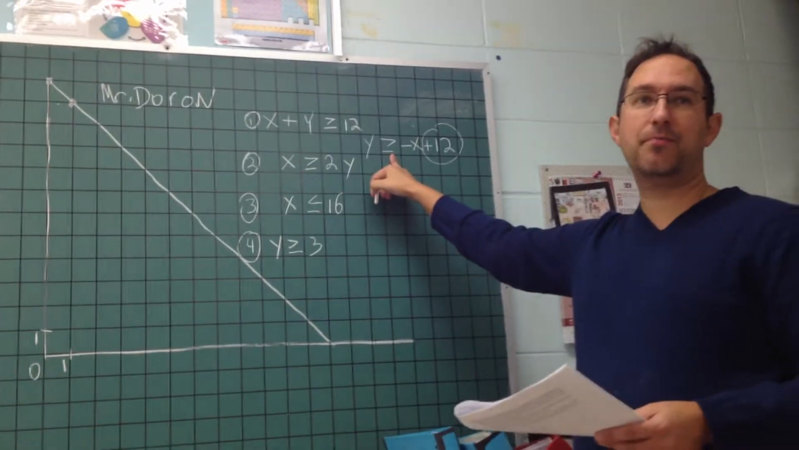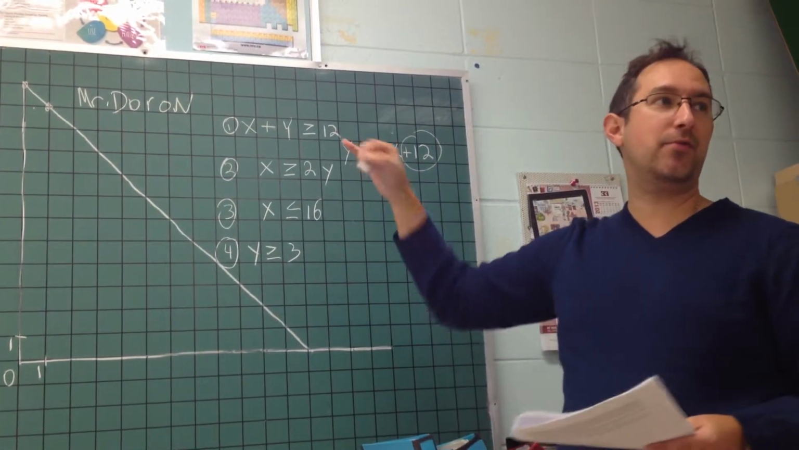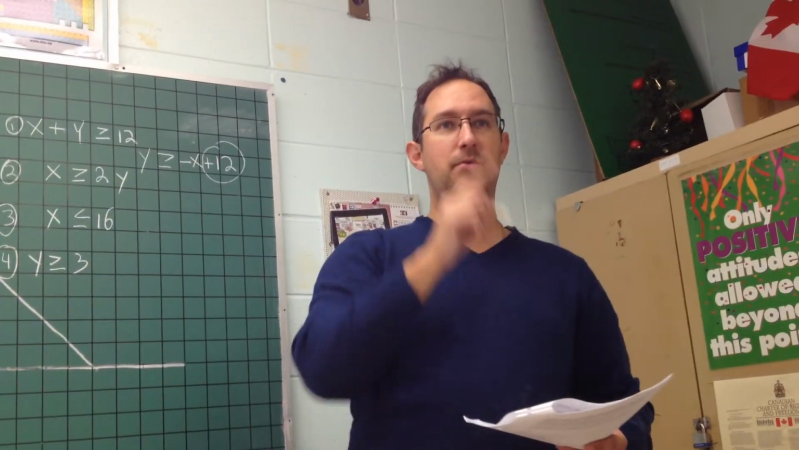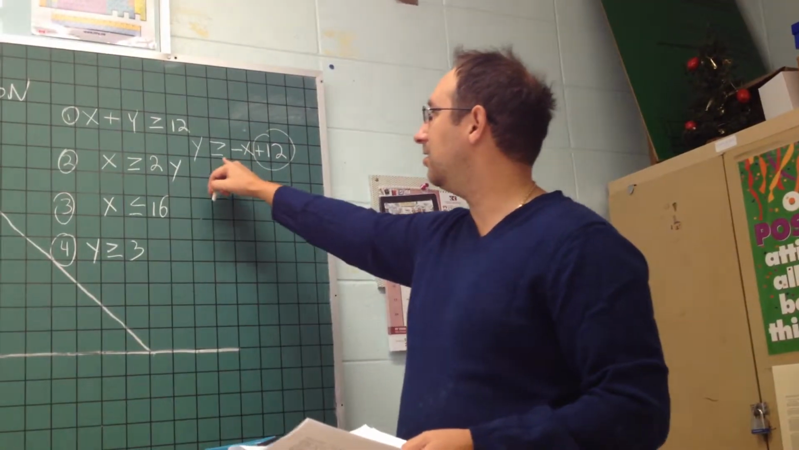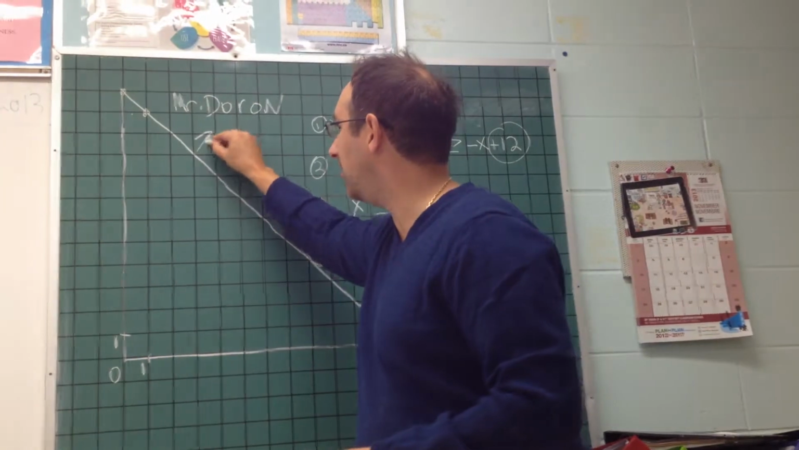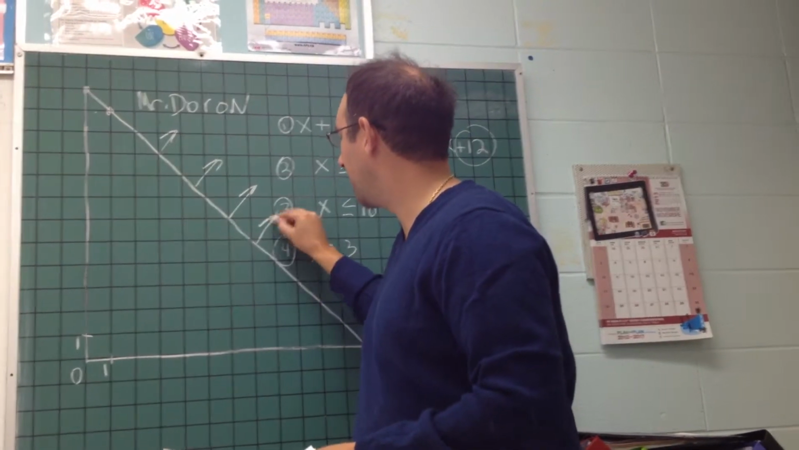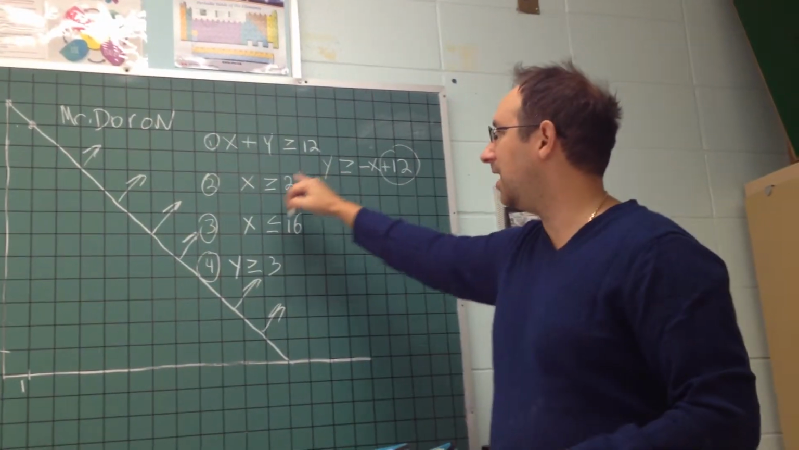Greater than or equal to. Does this mean you shade above or below? Above. You say above, and you're right. I'll put arrows like this. And I go to my next line.